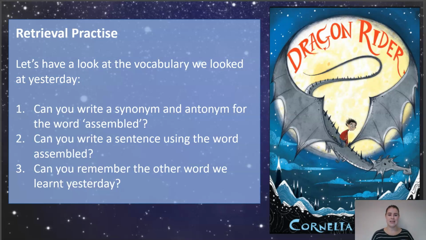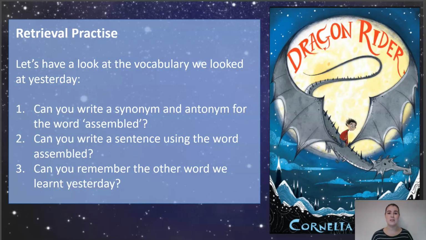Now, can you write a sentence using the word assembled? If I think of one off the top of my head: Year 5 assembled nice and quietly in the corridor. That means that you all lined up and got together in the corridor. What you were waiting for, I don't know. Maybe it was to come into class and do some awesome lessons with Miss Humphrey. Who knows?